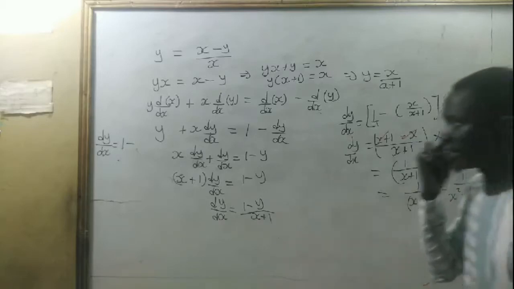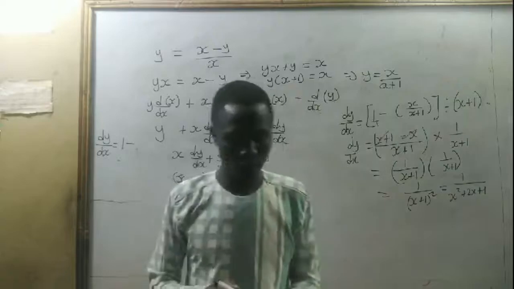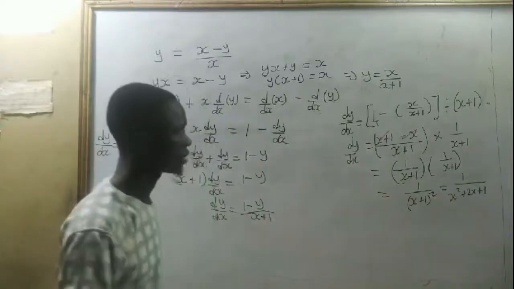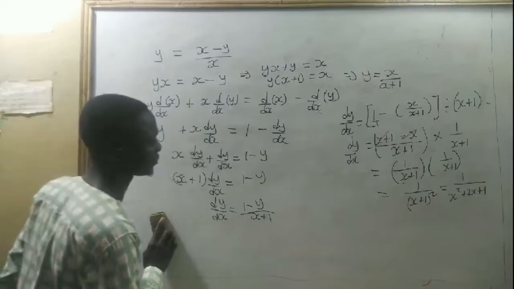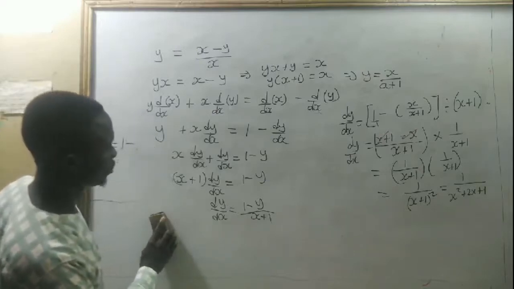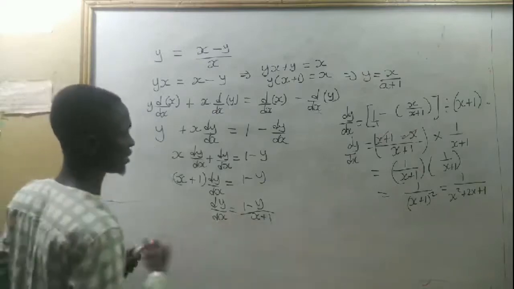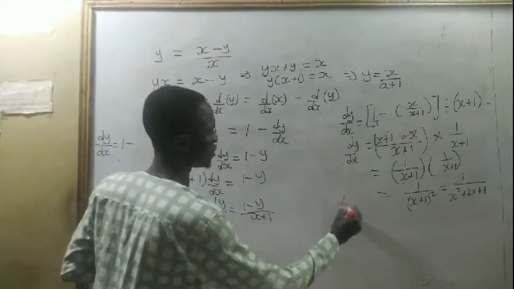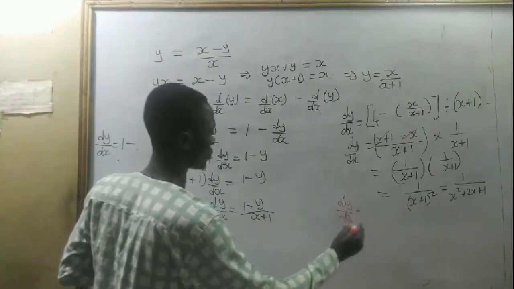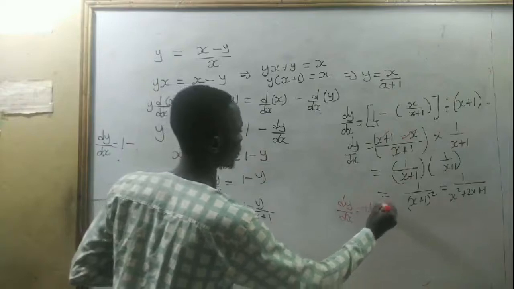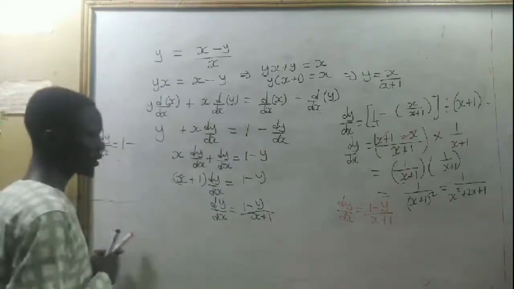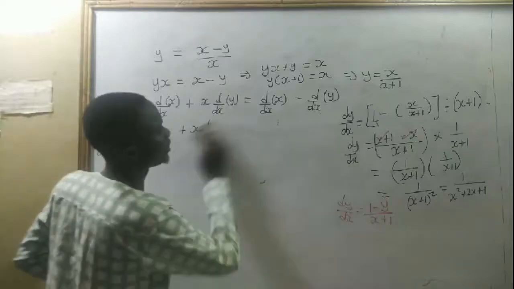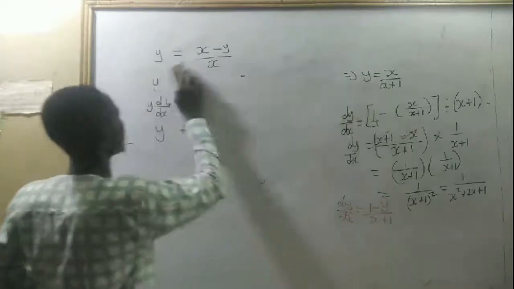Wow. Now let's see if the quotient rule will give us the same results, or you try that one yourself. So let's put this final answer here. We have dy on dx equal to 1 minus y divided by x plus 1, and see if the quotient rule will give us the same results.